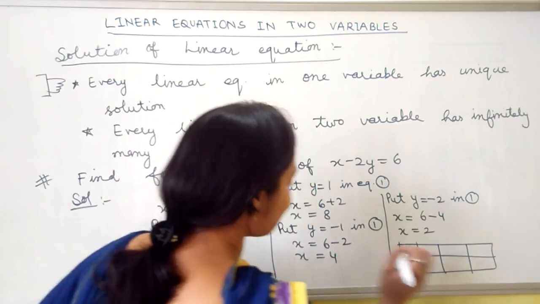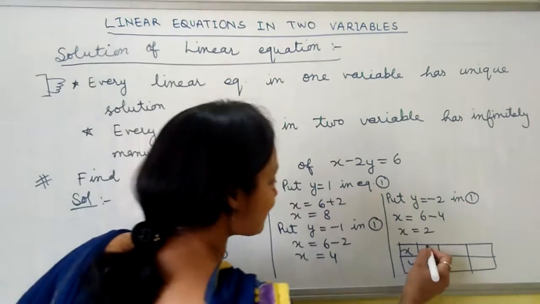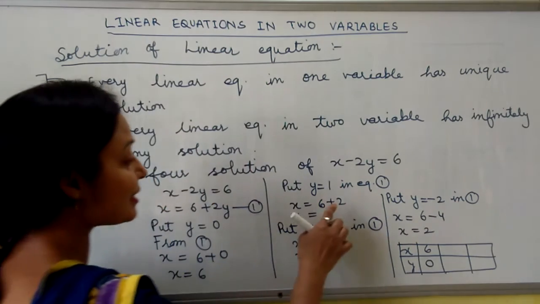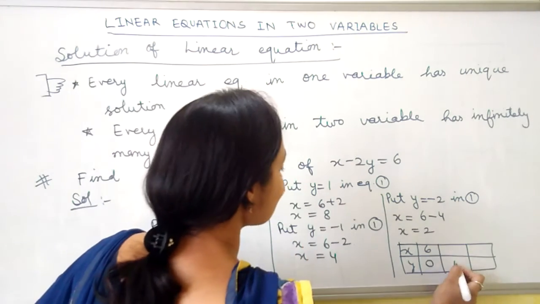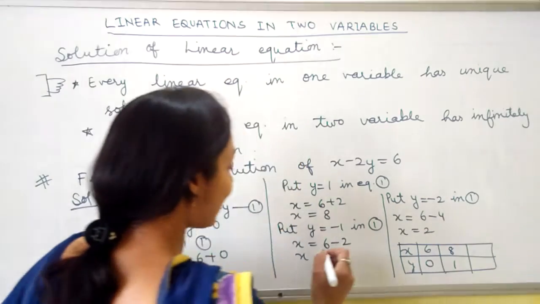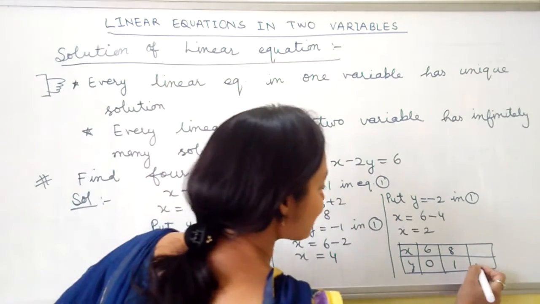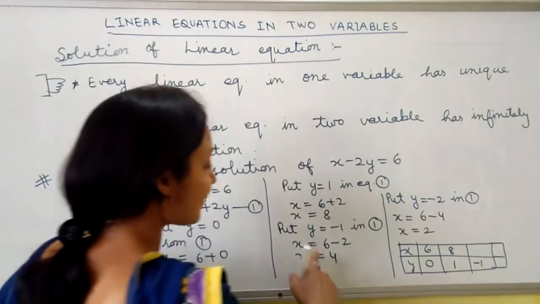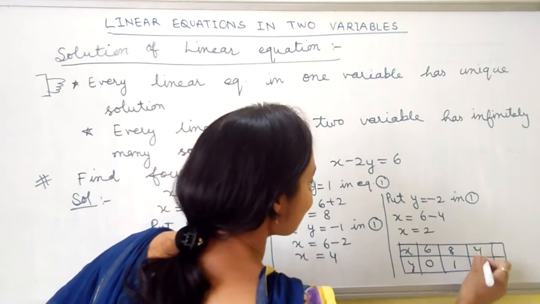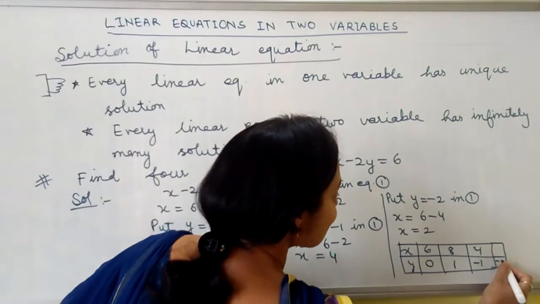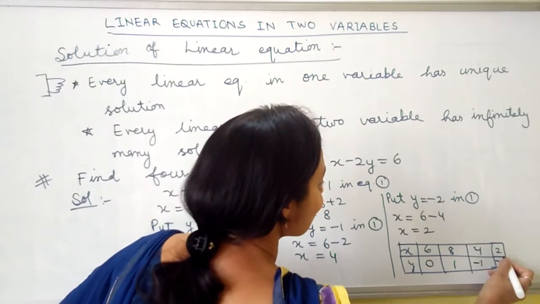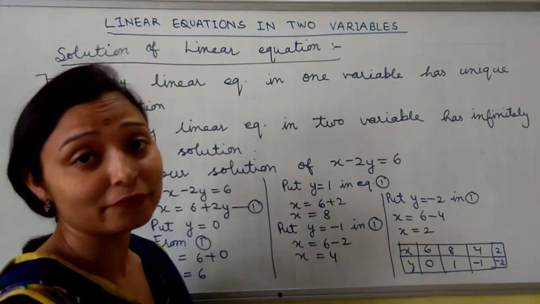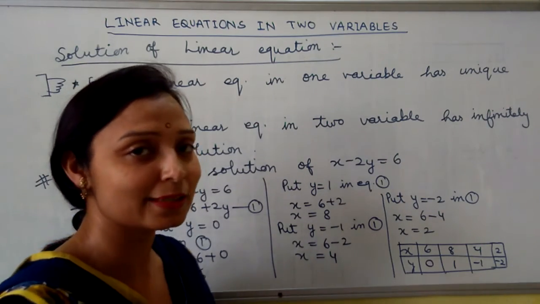X is equal to 6 when y is equal to 0. When y is equal to 1, x is equal to 8. When y is equal to minus 1, x is equal to 4. When y is equal to minus 2, x is equal to 2. So there are four solutions. In this way we can substitute any value and find infinitely many solutions.